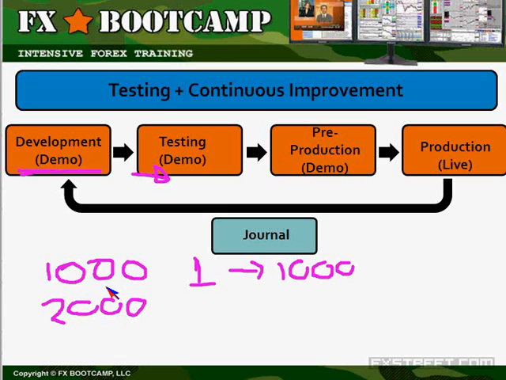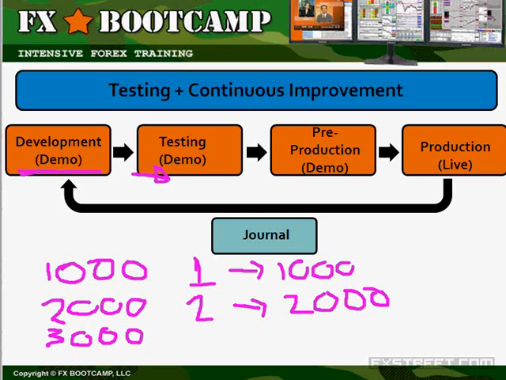After you've done that, you can increase to 2 mini lots, which will then give you another $2,000 in your trading account. So all of a sudden you have $3,000 in your trading account. Then you can increase to 3 mini lots, make another 1,000 pips, and off you go. You get the drift.